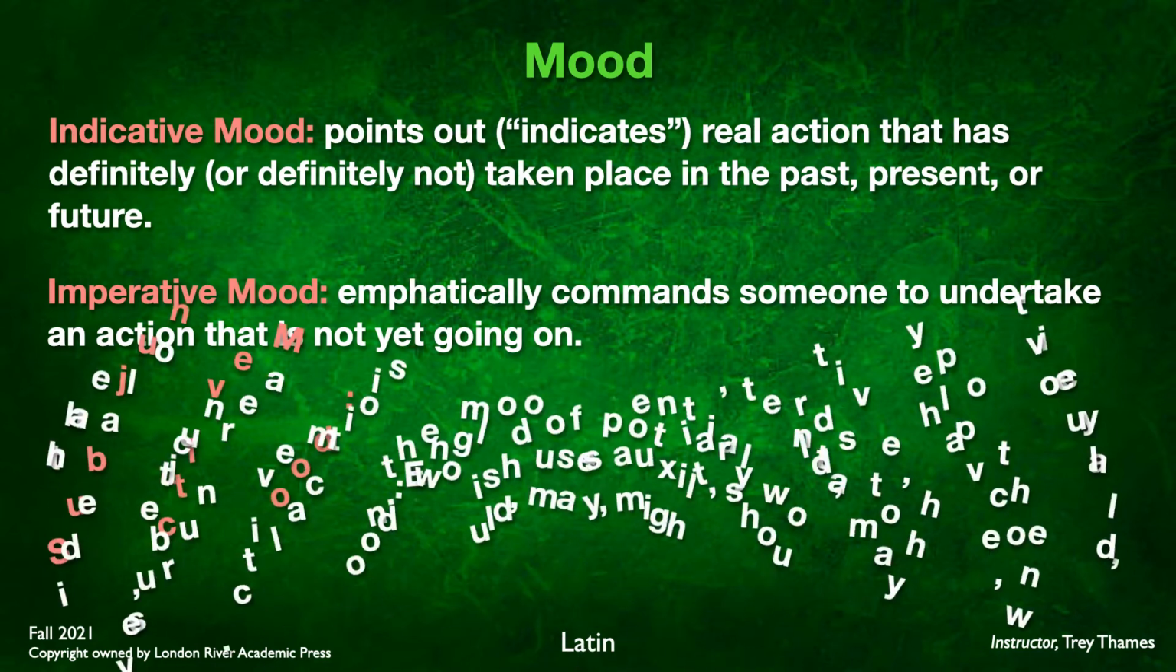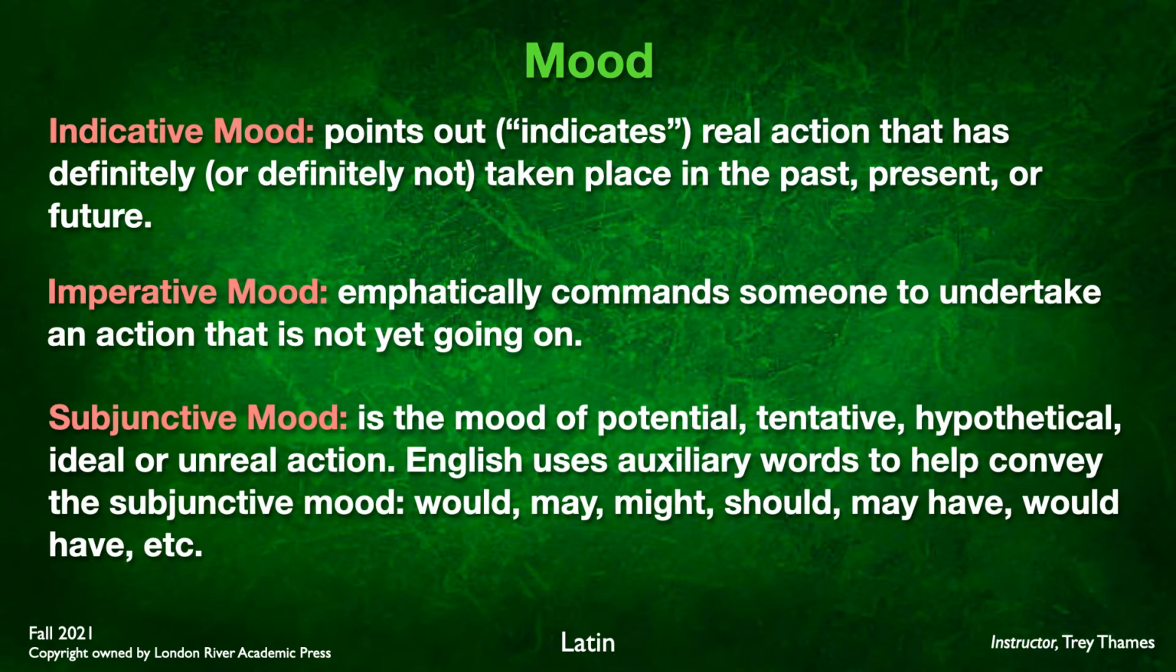The third option in Latin is subjunctive mood. We will go into subjunctive mood in significant detail in the second semester because it is significantly important and used extensively in Latin. So we won't discuss it beyond this slide, but next semester we'll talk quite a bit. But we do want to understand that it is the mood of potential, tentative, hypothetical, ideal, or unreal action. English will often use auxiliary words to help convey the idea of subjunctive mood, like would, may, might, should, may have, would have, etc. So those are the three types of moods.